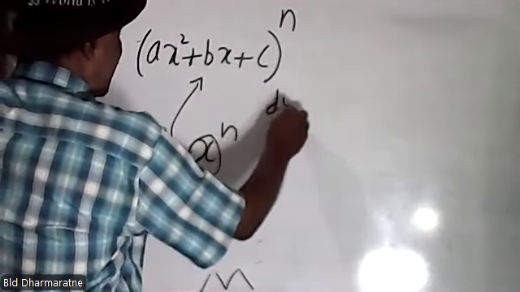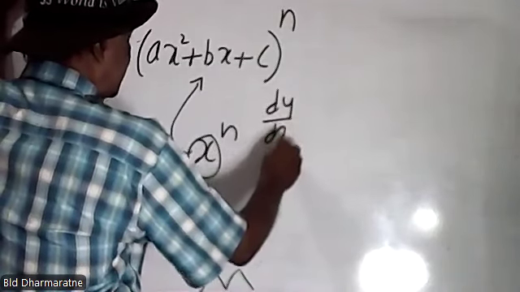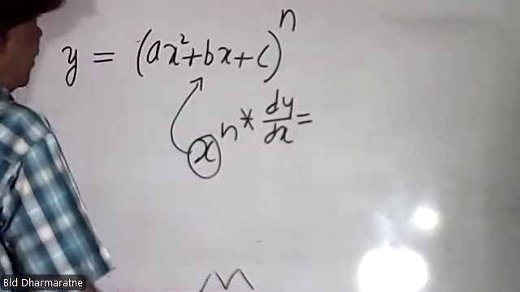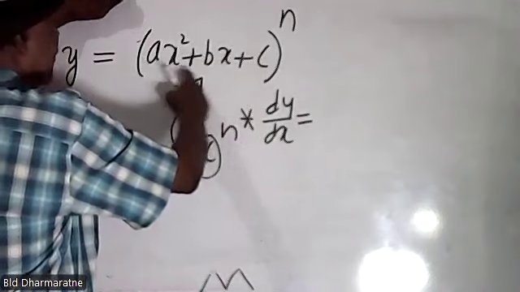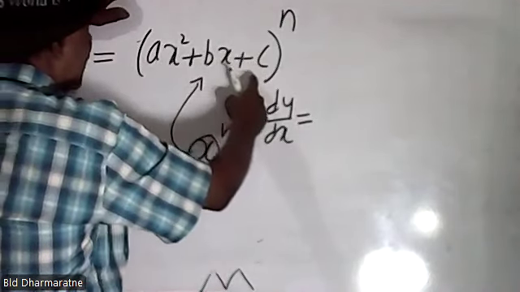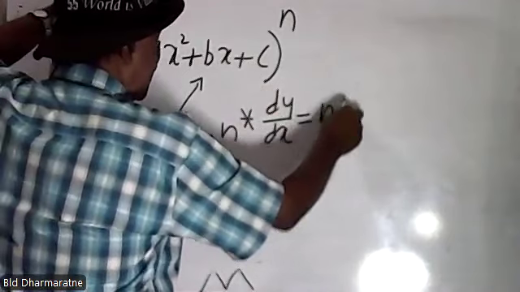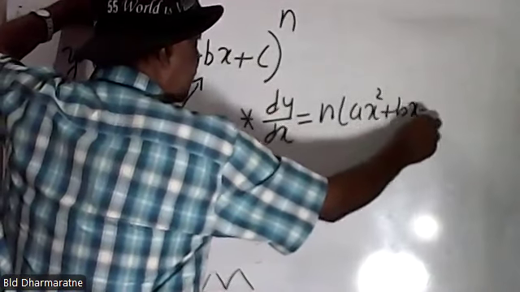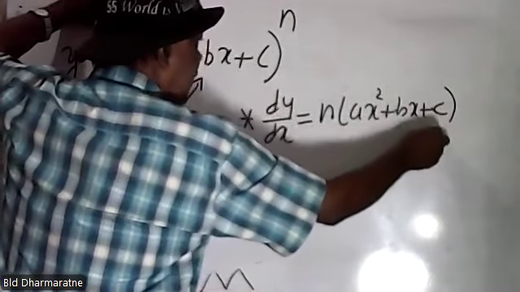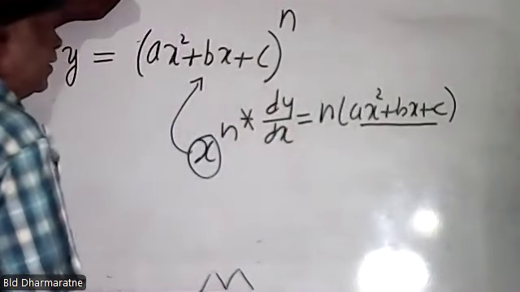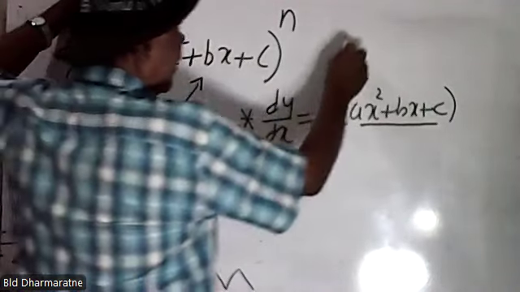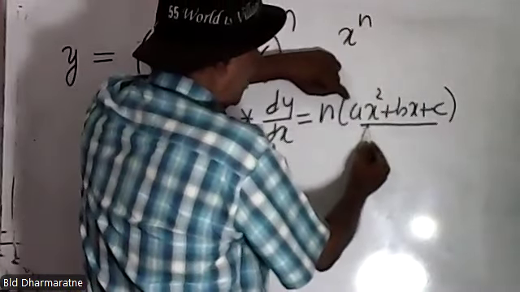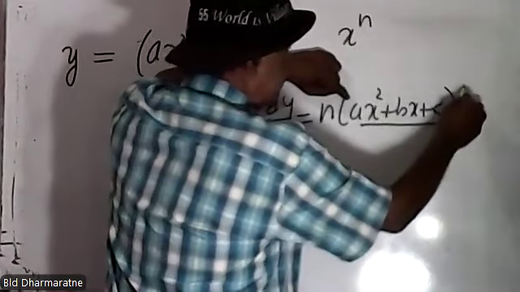Dy by dx equals, remember this: first take the one function, then n times (a x squared plus b x plus c) to the power n minus 1. Thereafter, differentiate the inner function, which is like an x^n type. Its derivative comes to 2ax.